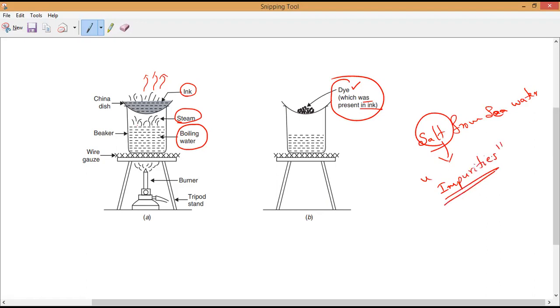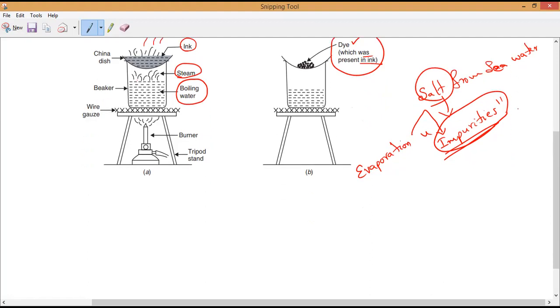So if we follow the evaporation technique, along with the products, what will we get? Impurities also will be obtained. Evaporation is a technique which will evaporate the liquid and obtain the solid products. But along with the solid products, we also obtain many impurities. That is why evaporation is not a suitable technique to obtain a pure substance.